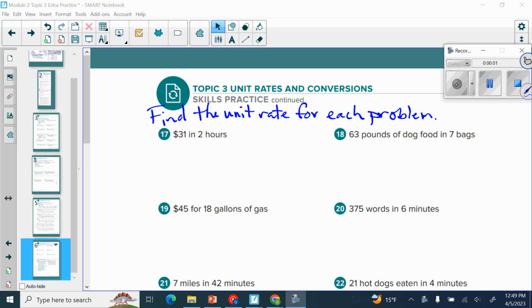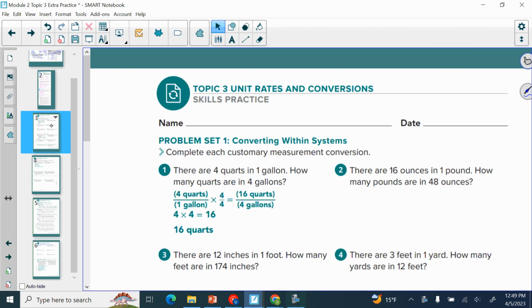Find the unit rate for each problem. Apologize, we cut the instructions off on that page, but that shouldn't be difficult. Here's what we're doing today in class, guys. We're just practicing solving these unit rate problems, or rate problems.